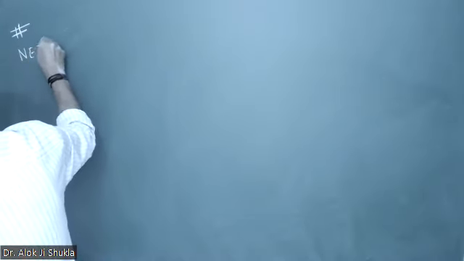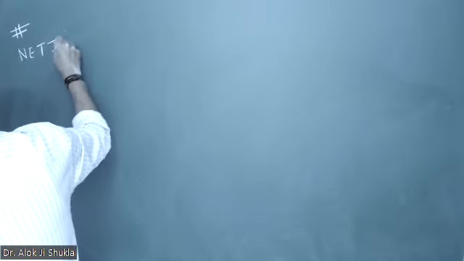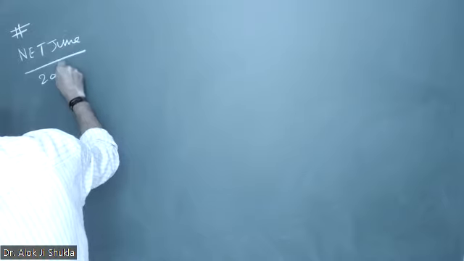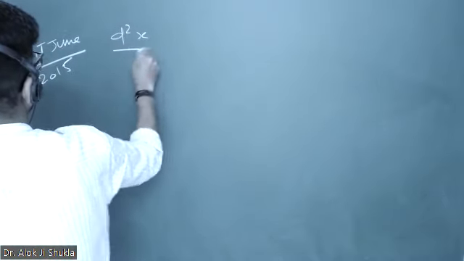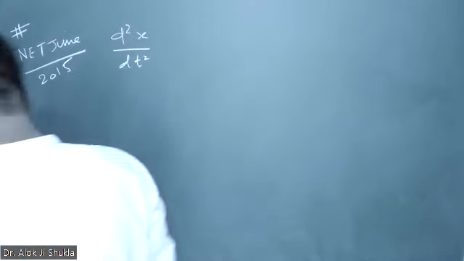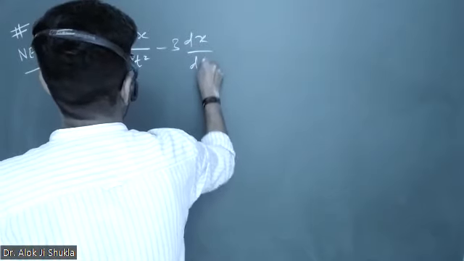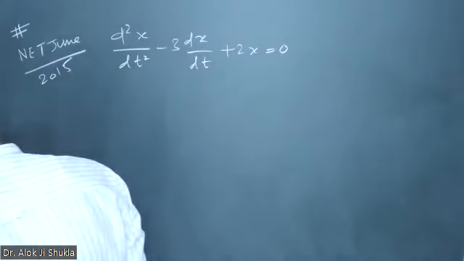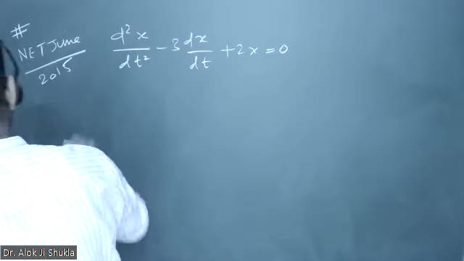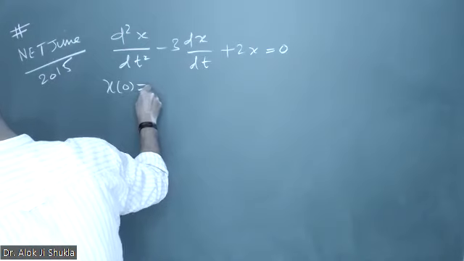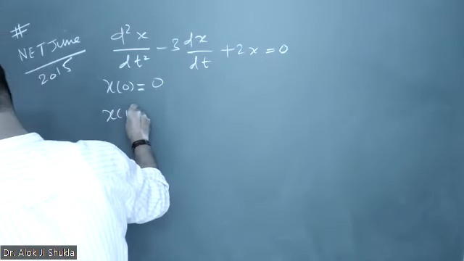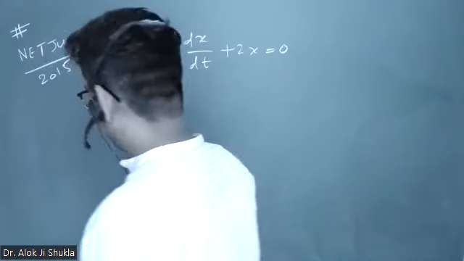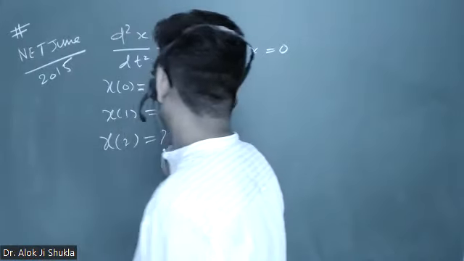Let us solve together the next question. So this one is NET June 2015. d2x by dt2 minus 3 dx by dt plus 2x is equal to 0, and x at 0 is 0 and x at 1 is 1, and they have asked what is the value of x at 2. This is the question.